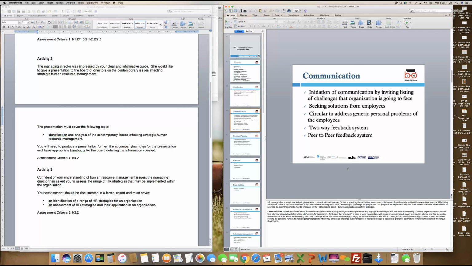And this route helps the HR department to seek solutions from employees. That means you're asking the person who's going to be facing the problem or the issue to also try and give you some idea in terms of how they can solve this problem or issue.